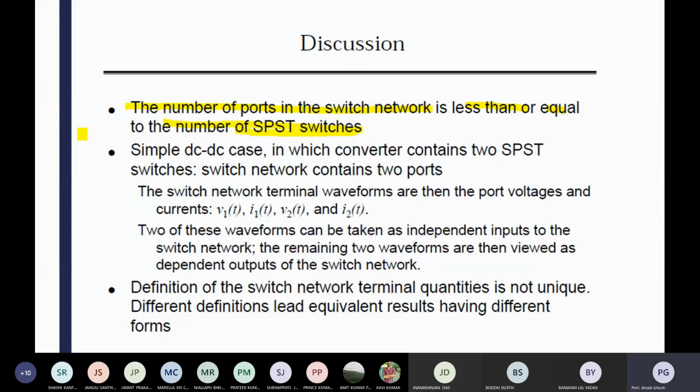This is suggested by that calculation for the simple DC-DC case. A simple DC-DC converter contains two SPST switches, and the switch network contains two ports. But it is not the same for all cases. Sometimes there are complicated converter topologies, and in that case there will not be just two sets of equations. There will be more sets of equations.